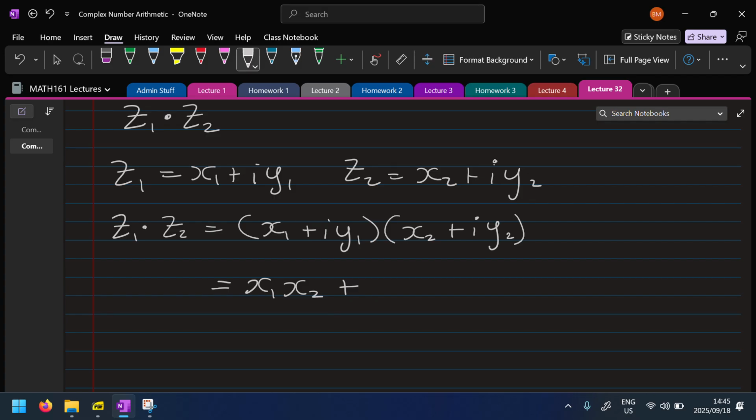Plus, and then the x1 with the i y2. Okay, plus, then the i y1, we're going to distribute, so it will be i y1 x2. Plus, now we have to be very careful: i times i y1 y2, that's a minus 1.